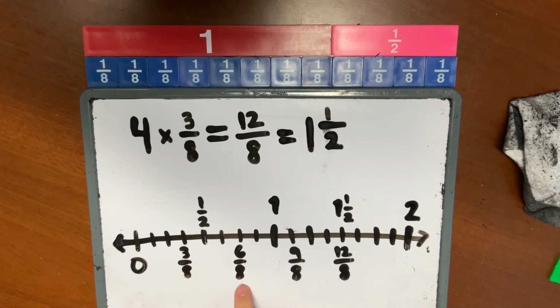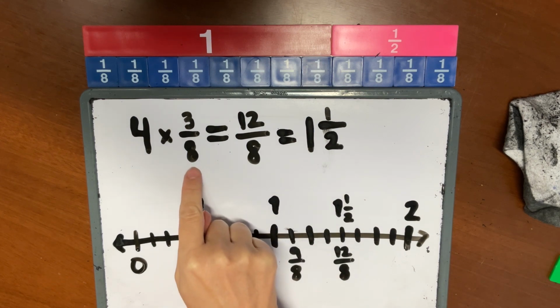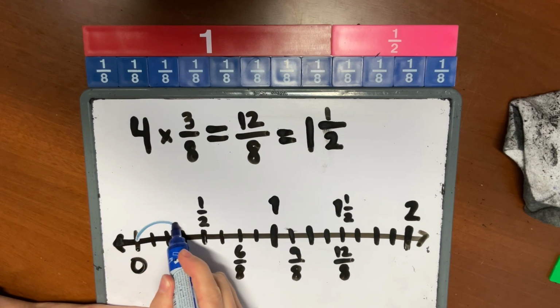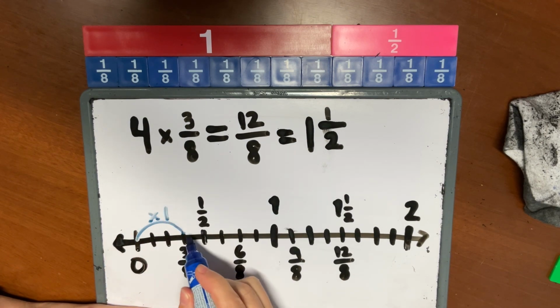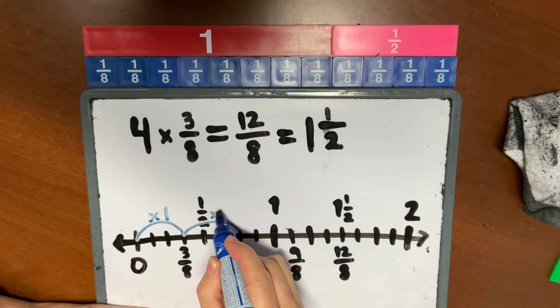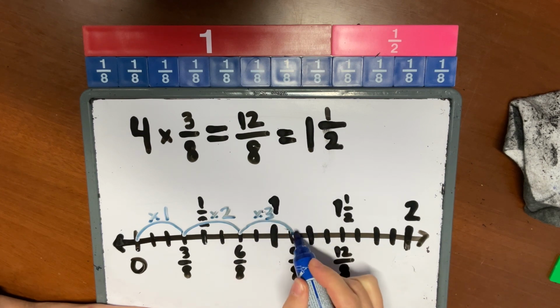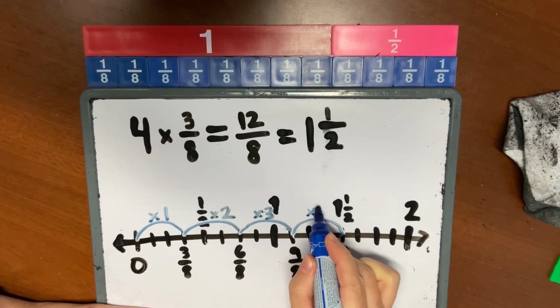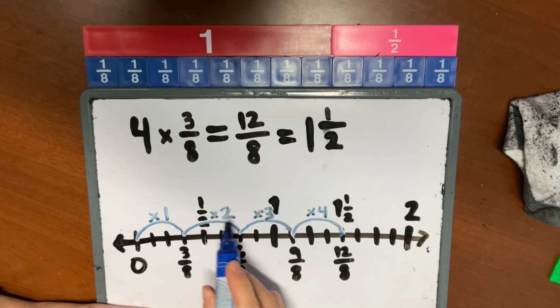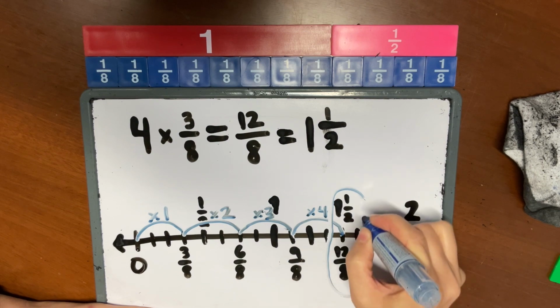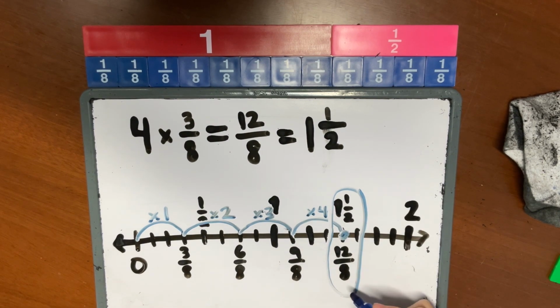And I decided to count by 3/8 because I'm doing every 3/8 4 times. So when I show this, I want to show where I have the 4 times. So I might do a jump here. That's times 1. The next jump is times 2. The next jump is times 3. That's 3/8 each time. And the final jump is times 4. So I did 3/8 one time, 2 times, 3 times, 4 times. And I can see when I get to the end, I'm right at 1 and 1/2 or 12/8.